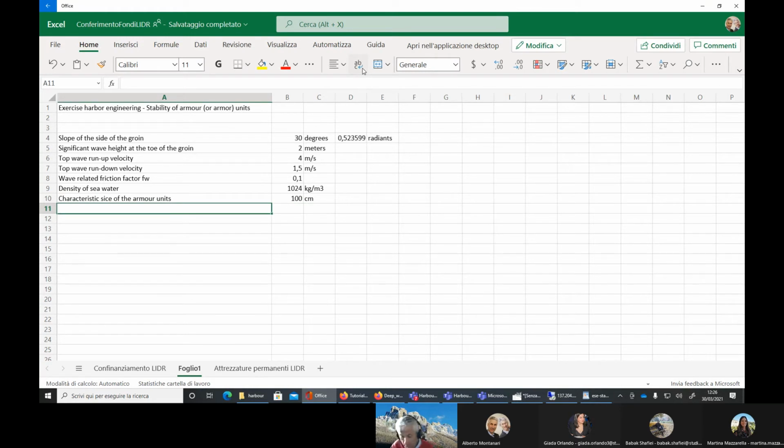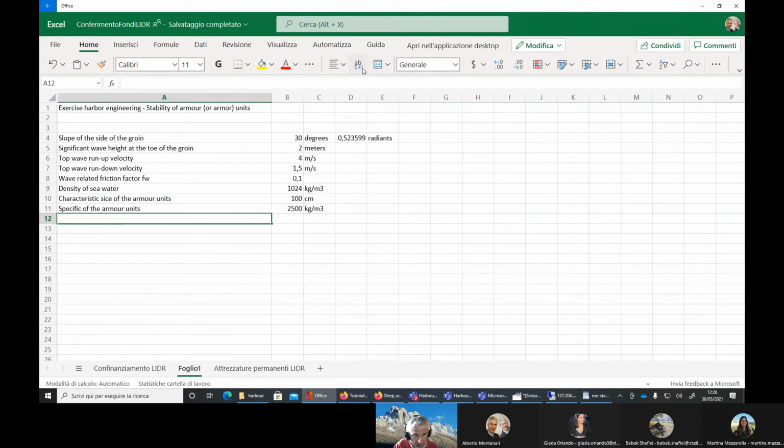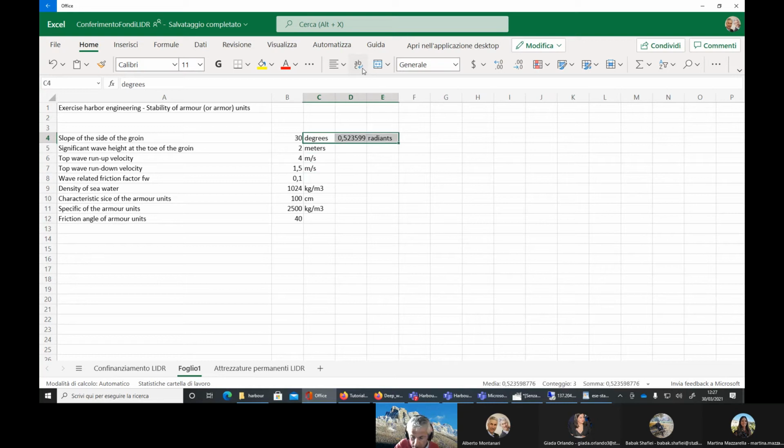What else? Specific weight of the Harbour units, and this is 2500 kilogram forces divided by cubic meters. And then there is the friction angle of Harbour units. The friction angle is 40 degrees, and let me copy here the transformation in radians.